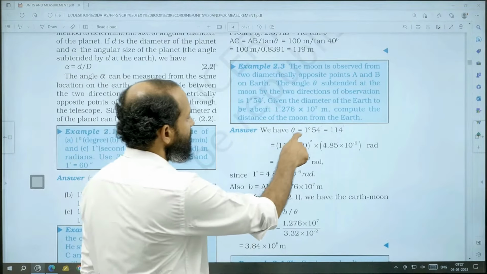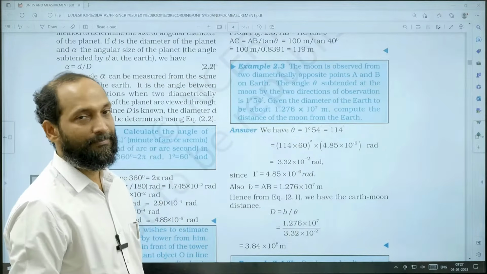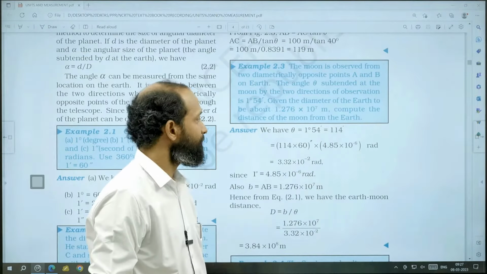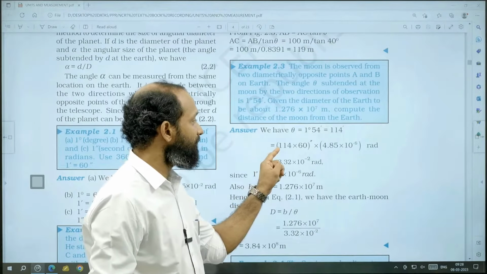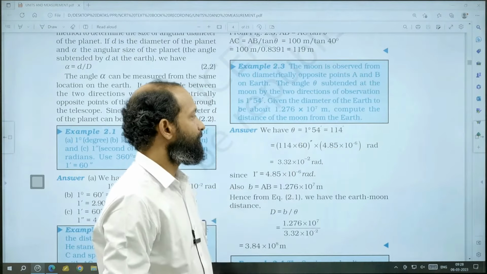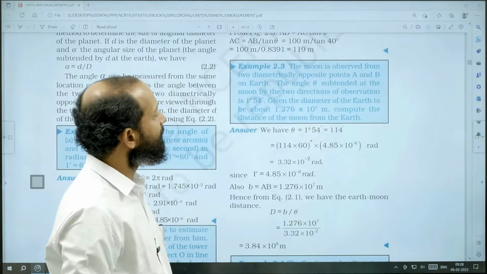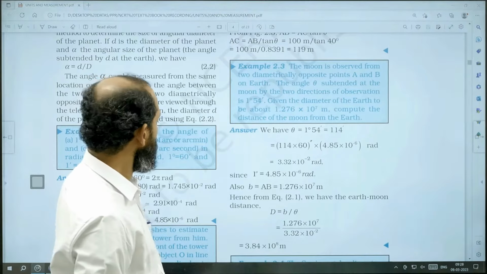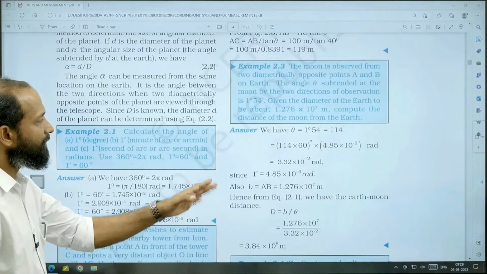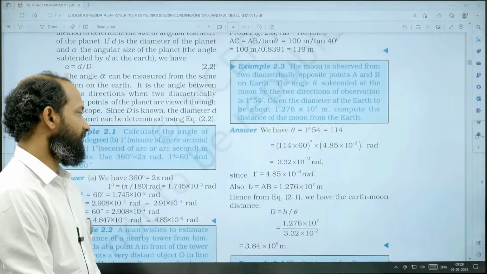For example, 1 degree 54 minute. 1 degree you can write as 60 minute, so 60 minute plus 54 minute is 114 minute. And 114 minute can be converted into seconds and then into radian. Or else you can directly convert 114 minute into radian by using the 1 minute conversion. So 2.91 into 10 power minus 4, you can readily multiply with 114 to convert it into radian, right?